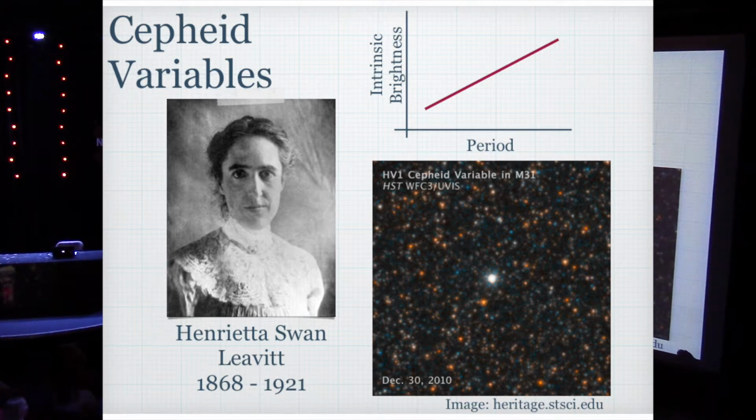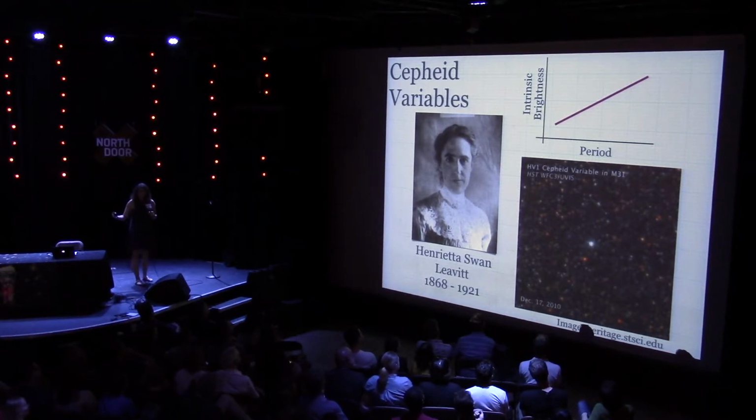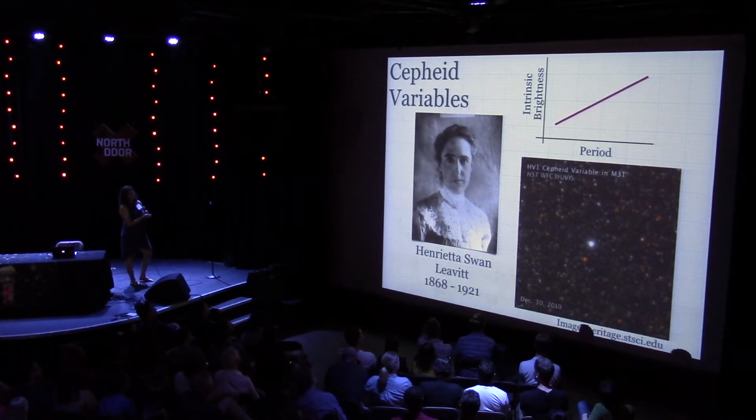So she found that things that had a really low intrinsic brightness, so they were intrinsically dim sources, had a very short period of variation. And things that had a really large intrinsic brightness, they were really bright intrinsically, had a really long period of variation. So she was able to use this to determine how far away things were because she knew how intrinsically bright they were. And just like with our 100-watt light bulb, if we know that it's 100 watts, even if it's far away, we can figure out that distance because we know that it's giving off 100 watts. So Henrietta Swan Leavitt was one of the first to find Cepheid variables and figure out a way to measure the distance to a star that you could not get a parallax for.